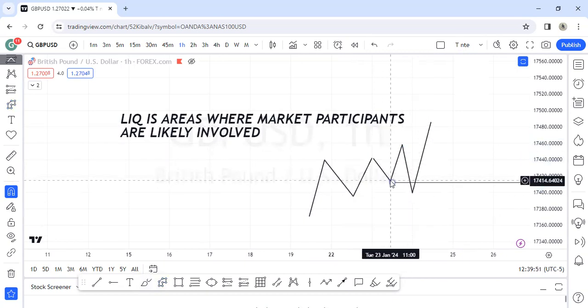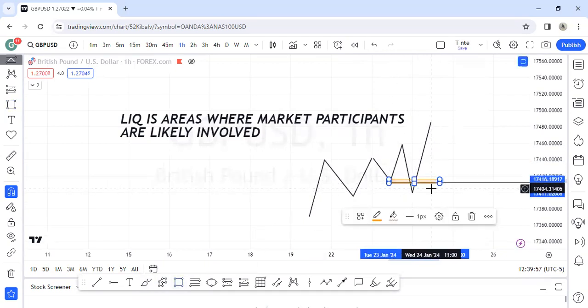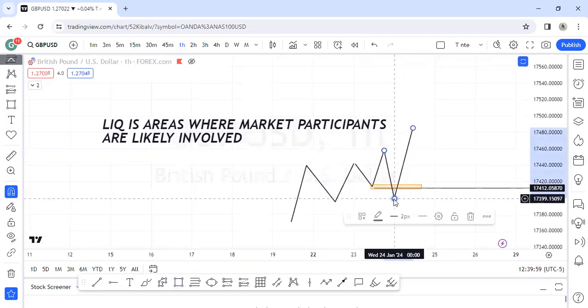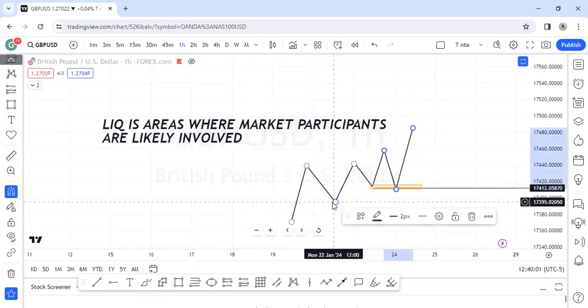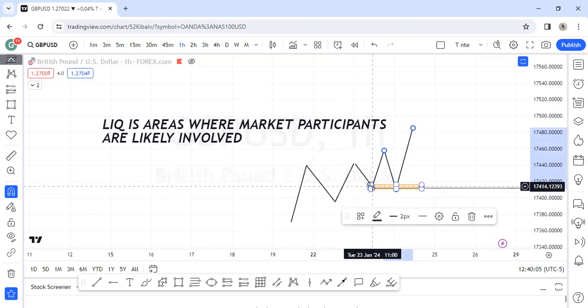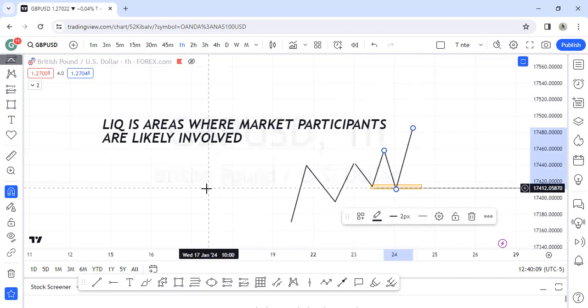So those are areas in the market where people want to get involved. Some people are expecting a double bottom here, expecting the market to create a double bottom and then continue buying. While some who were buying around there will move their stop loss to break even, others are just getting involved and want to buy there. We refer to those kinds of places as liquidity.